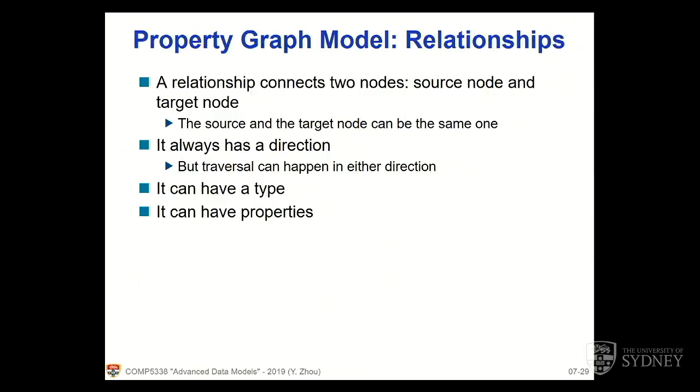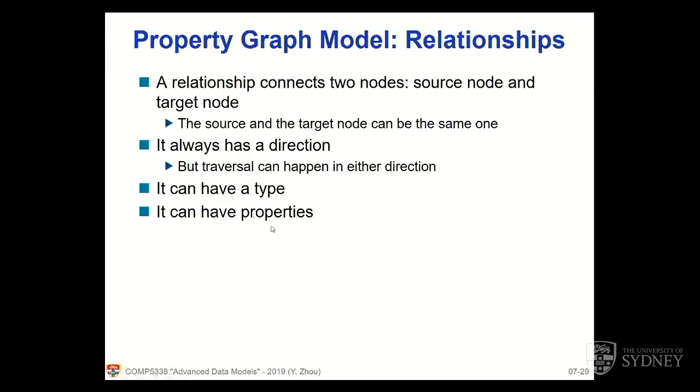Okay, relationship. It connects two nodes, a source node and a target node, and the source and target can be the same. It always has a direction, but you can ignore it, and it allows traversal in both directions. So physically there's a direction, but logically you can ignore it. It doesn't mean you can only go from one node to another. You can go the other way, you can reverse it.